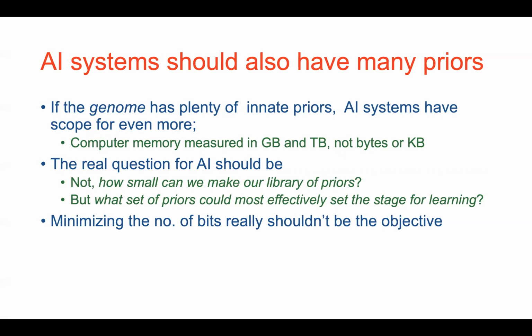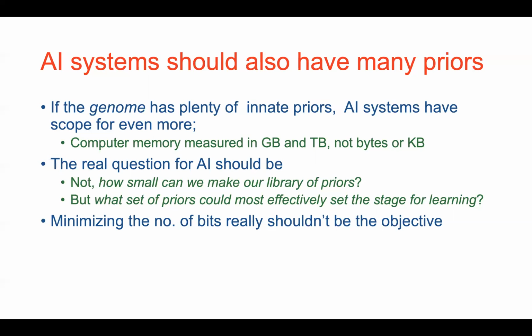Today, we are in a world where computer memory is measured in gigabytes and terabytes. And it's not just bytes or kilobytes, right? So we have tons of memory available to build in priors. The real question for AI should be not how small we can make our library of priors, a small number of priors for a neural network, where we identify the priors or the hyperparameters that go in here. But what set of priors could most effectively set the stage for learning?